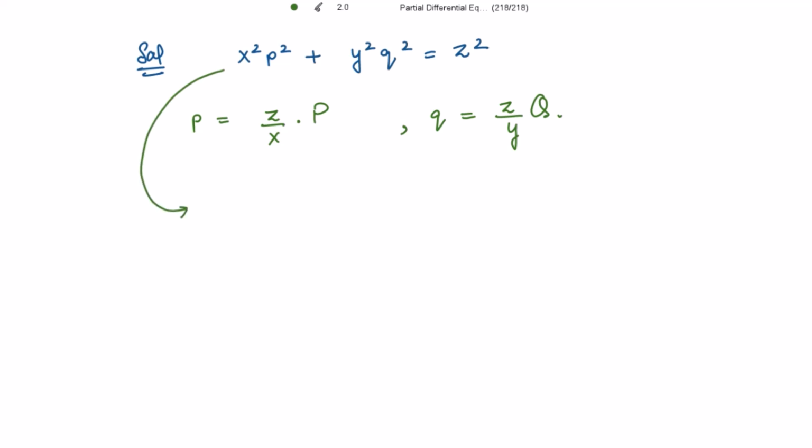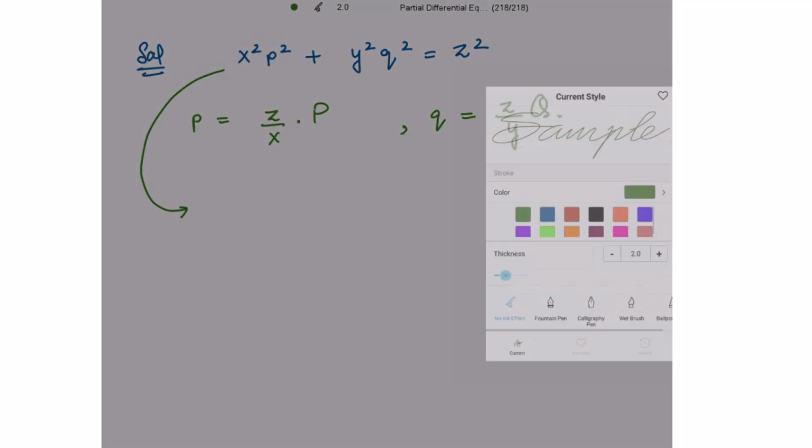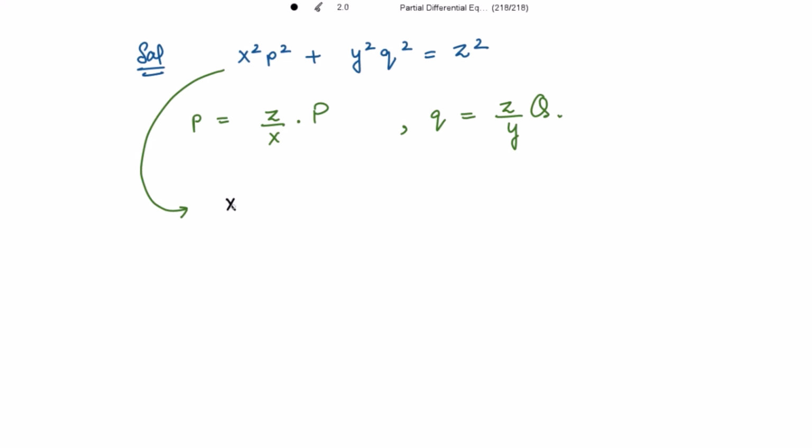Can I write this equation to be x square times small p? It is z divided by x into p, right? So it is z square divided by x square into capital P square, plus y square times q square becomes z square divided by y square into capital Q square, equals z square. So you have to remember this.